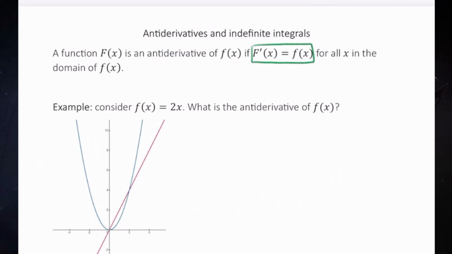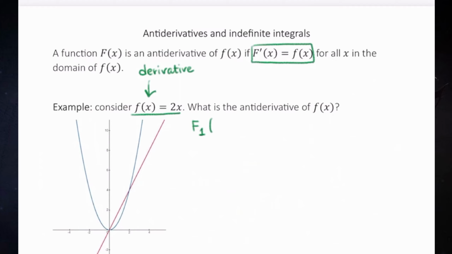Suppose we have the following function: f of x is equal to 2x. What is the antiderivative of this function? Now, we should think about it in the same way as we thought about derivative, except backwards. So this is the derivative that we obtained once we differentiated the function big F of x. So what is one function such that when we take the derivative, we get 2x? Well, it's fairly easy to determine that.